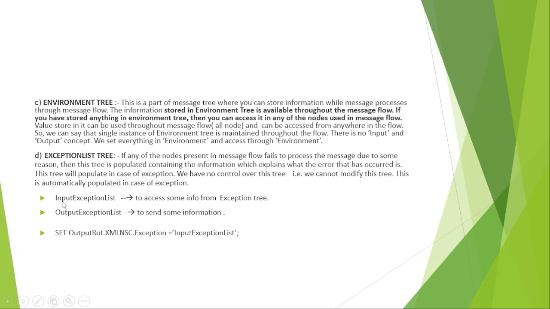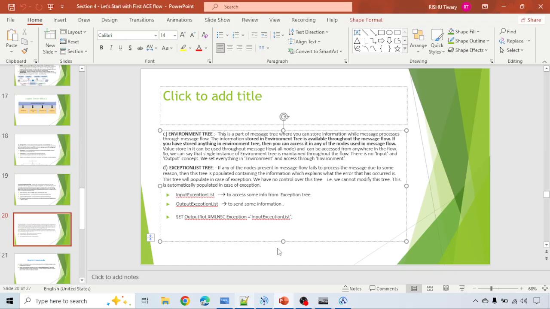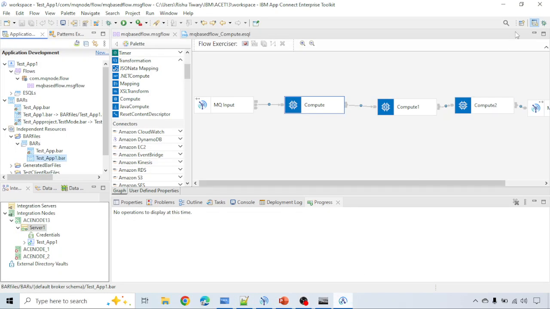Similar to the other trees, we have the input exception list, if you want to access some information from the exception tree, and we have the output exception list. If you want to send some information to the exception list tree, remember: use the input exception list to access information, and the output exception list to set information. Okay, let's see this by live demonstration again.